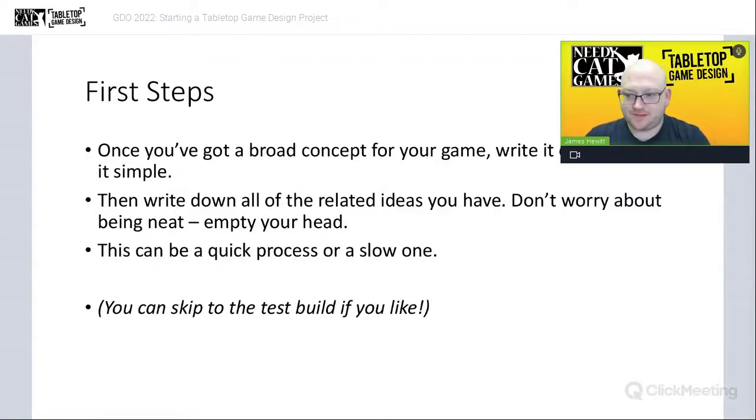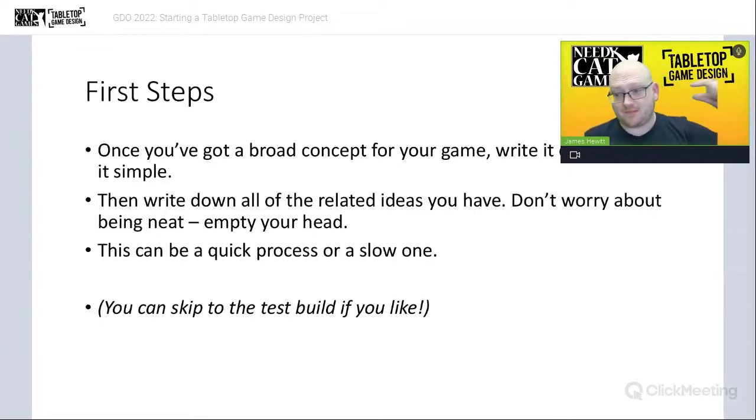So first step, get your idea, your concept for your game, whatever it might be. This is a tile laying game about harvesting rice on the moon, whatever it might be. Get that, write it down, keep it simple. One sentence. If you did the exercise last week, that's a good way of doing it.